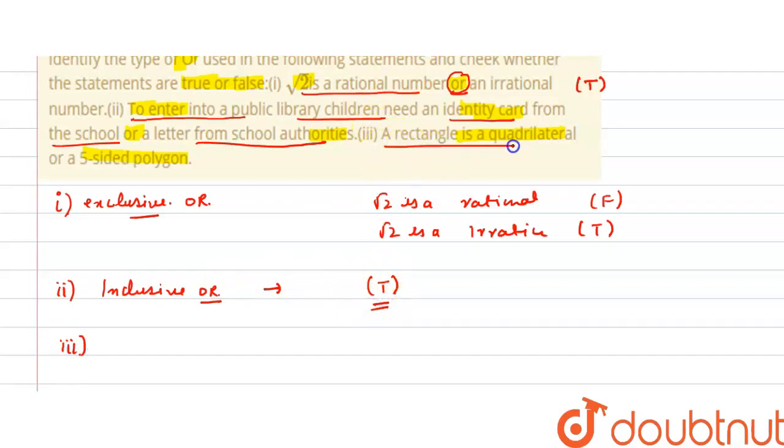Now our last is: a rectangle is a quadrilateral. A rectangle has four sides and its opposite sides are equal. So a rectangle is a quadrilateral or a five-sided polygon. In this question the "or" is exclusive, because only one statement is true. A rectangle is a quadrilateral but a rectangle is not a five-sided polygon. So this statement, P, is true and the five-sided polygon statement is false. So the compound statement becomes true.